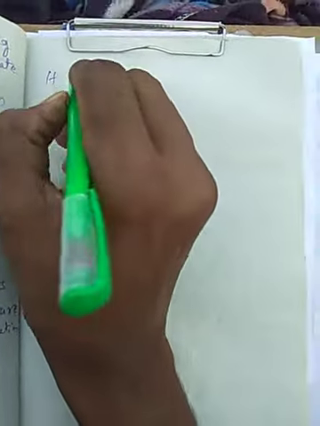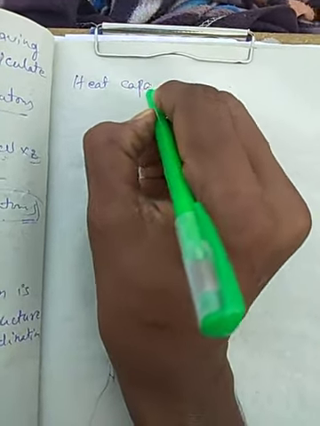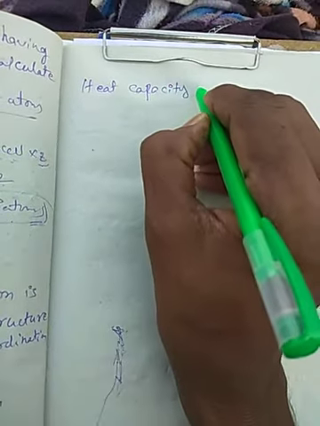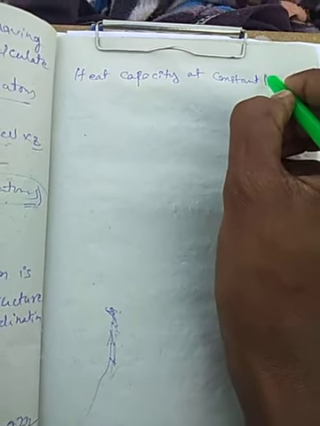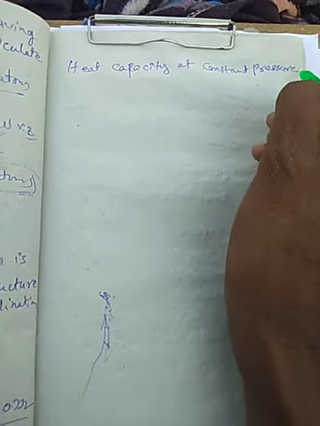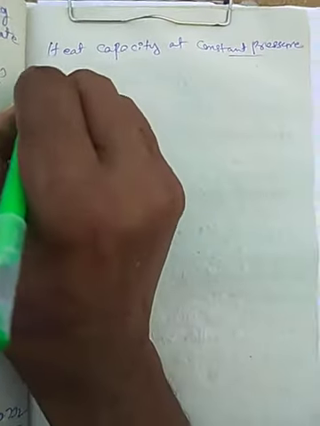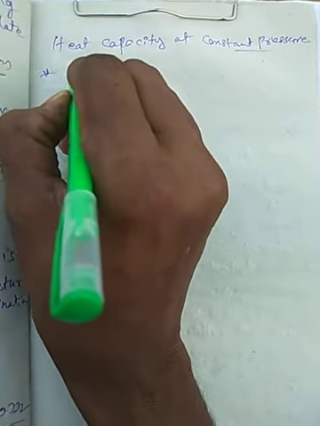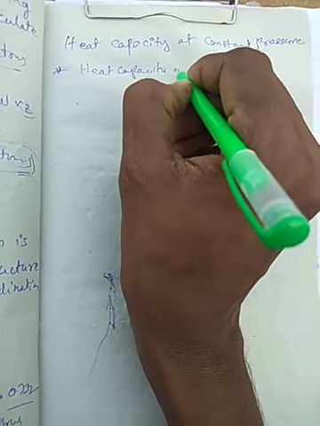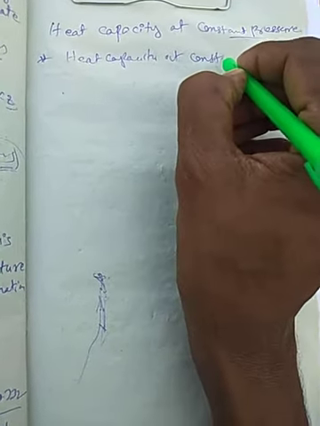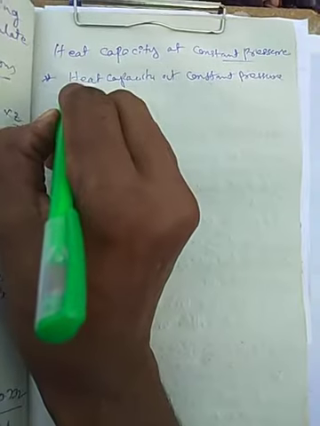Now the next point I'm going to explain is heat capacity at constant pressure. Heat capacity at constant pressure is shown by the symbol Cp.